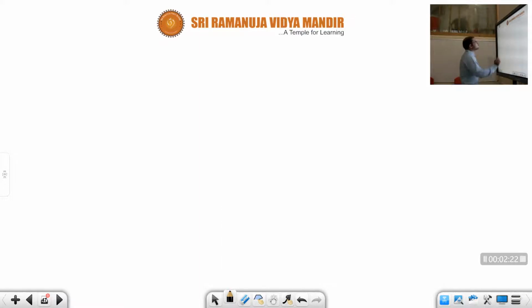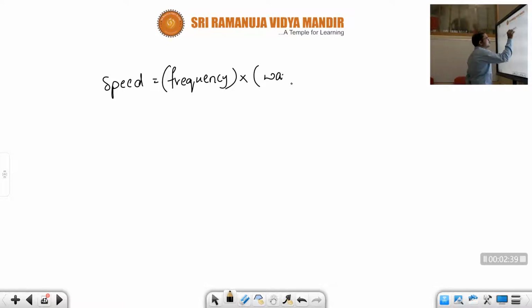We have a formula for speed of light. Speed is equal to frequency into wavelength of light. Children, see carefully. Speed or velocity of light I am indicating with V. Frequency I am indicating with f. And wavelength I am indicating with lambda, children.